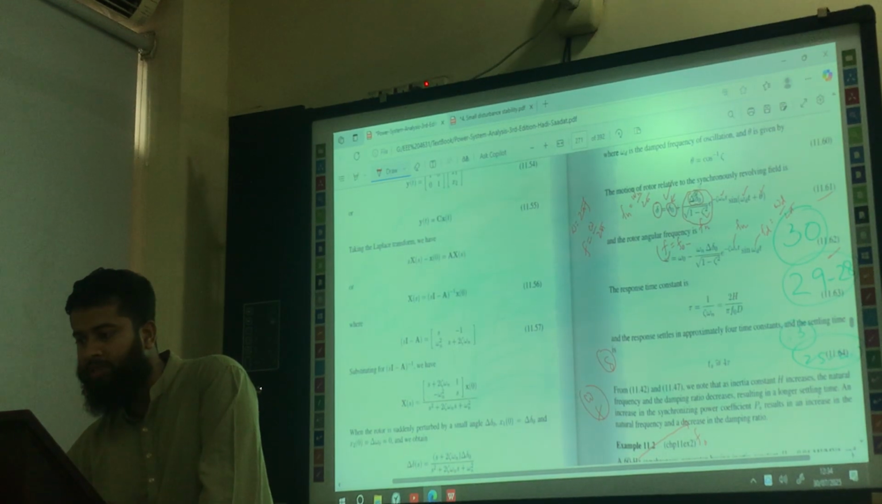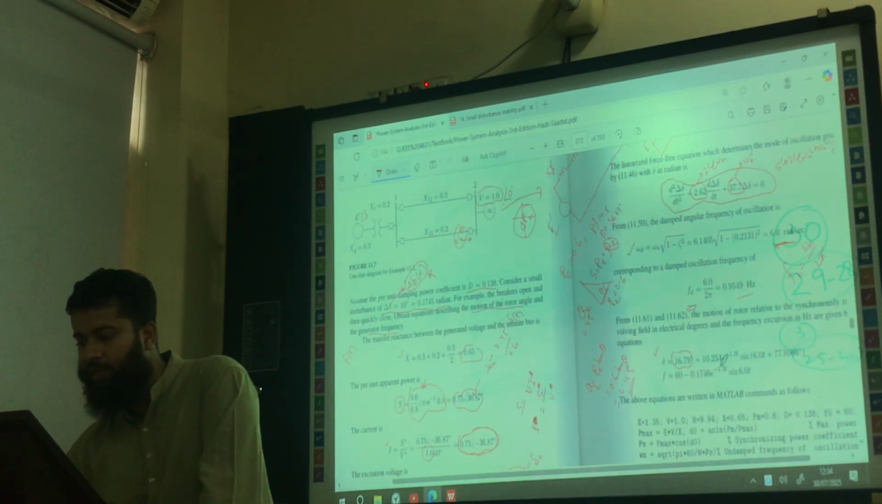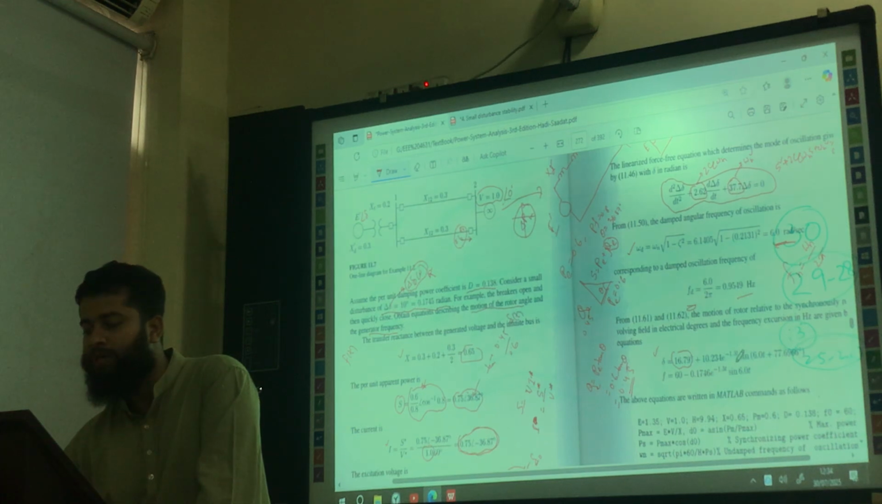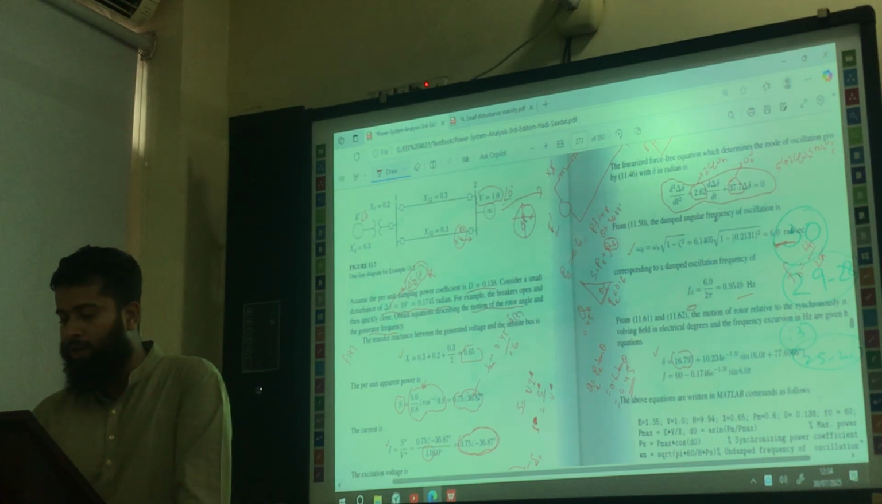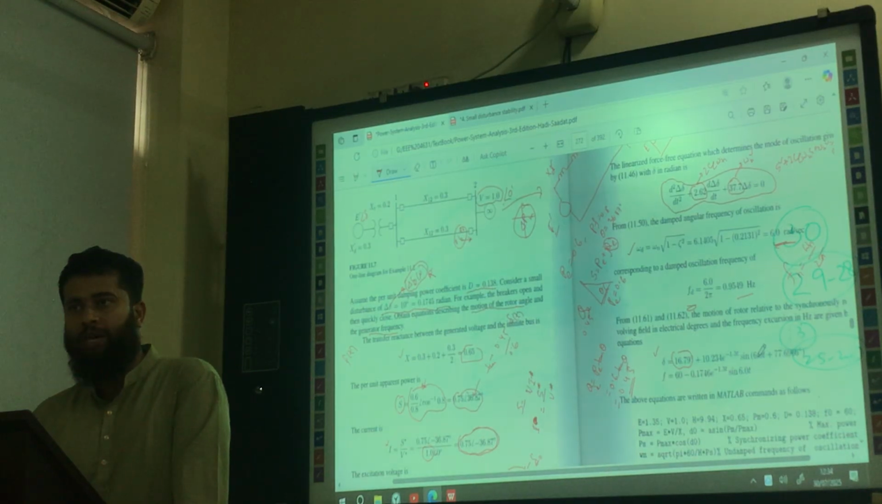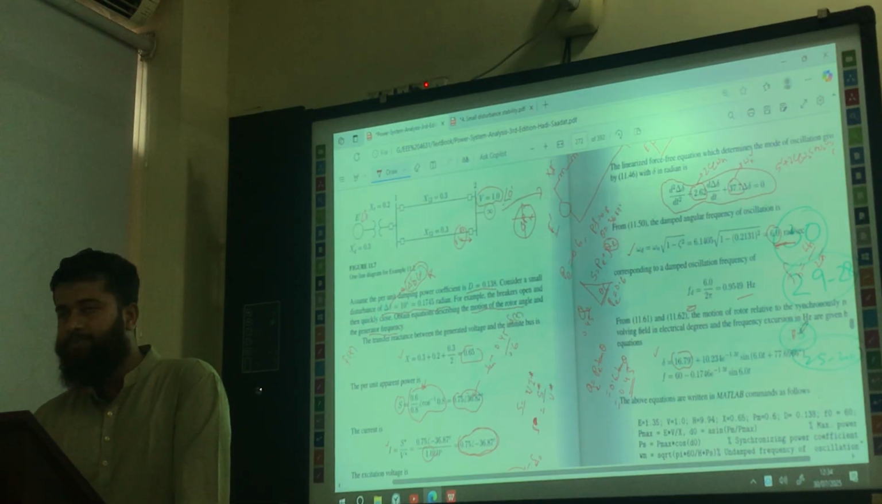If you calculate this term, you will get 10.234. Then e to the power minus zeta omega n. If you multiply zeta with omega n, then you will get 1.3. That's why e to the power minus 1.3. Then sin omega d t, right? What is omega d? 6. So 60 plus theta.